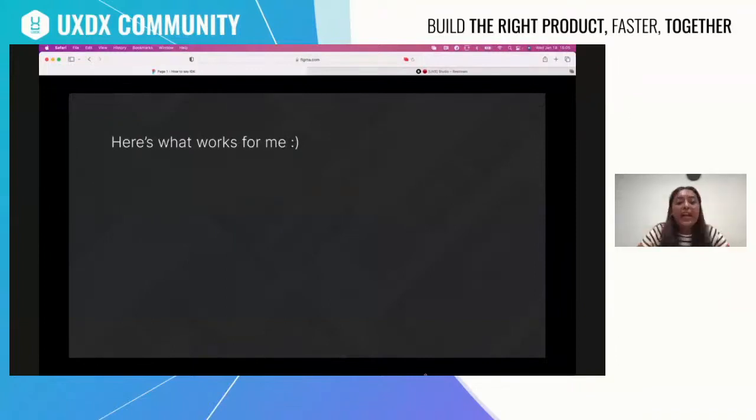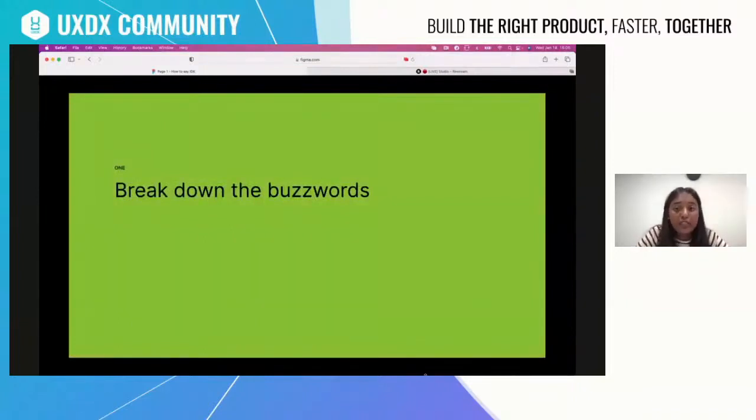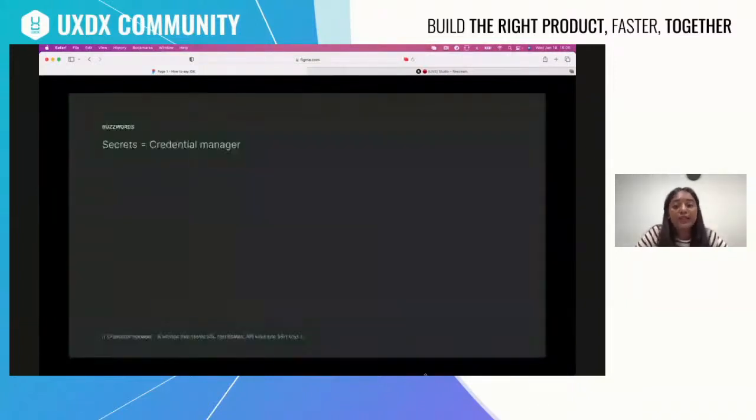Here are some of the ways that I've helped break that down. The first thing I do is try to break down the buzzwords, right? And this would include things like secrets. What do they actually mean? When they say secrets, they mean credentials, and this is a service that manages credentials. But what does credentials also mean in this context? They were talking about certificates and API keys and things like that. Asking those questions triggered a line of questions which helped us understand the product a lot more.